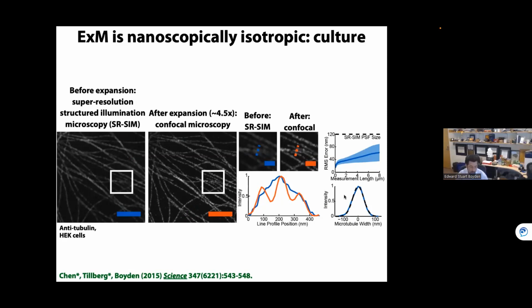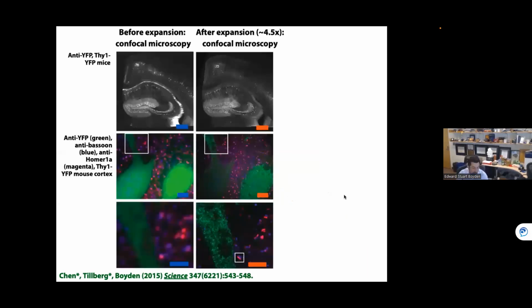Earlier, I told you that the polymer spacing is 1 to 2 nanometers. So if we expand more, can we get even better resolution? As I'll show you later, the answer is yes. But even with 4.5-fold expansion, there are many things you can do that are difficult and sometimes impossible to do with earlier techniques. So here's a piece of the mouse brain.